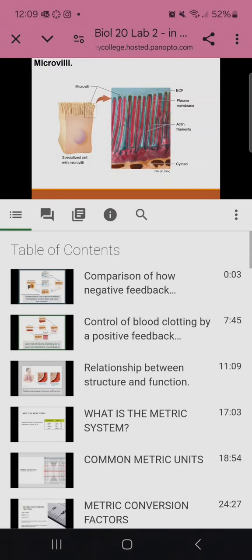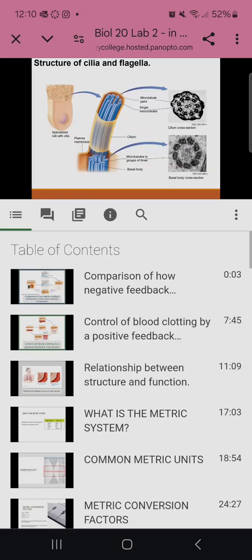And then guess what? The cells of the small intestine are made up of microvilli, and the small intestine has a large surface area for absorption. And we need that because why did we eat all that food? And it went through digestion so that we can get all the nutrients, right? So the small intestine is going to absorb it.